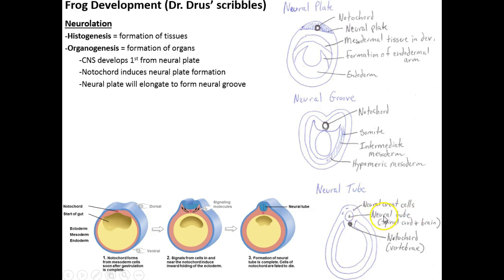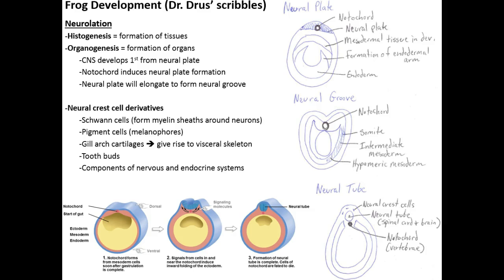So your neural tube is going to differentiate into your spinal cord and your brain, and your notochord is going to develop into vertebrae. So what we saw with frog development, early human embryos don't look that different. We look very much alike at early stages. So these neural crest cells, they're important because they are going to form Schwann cells, pigment cells, gill arches. It's going to give rise to our skeleton, tooth buds, and then different components of our nervous and endocrine system as well.